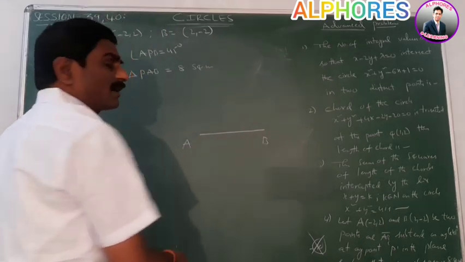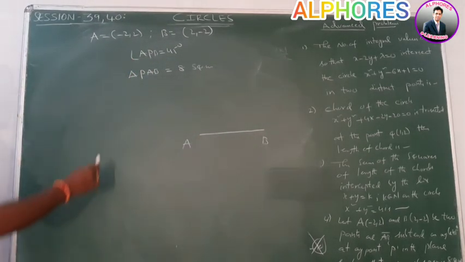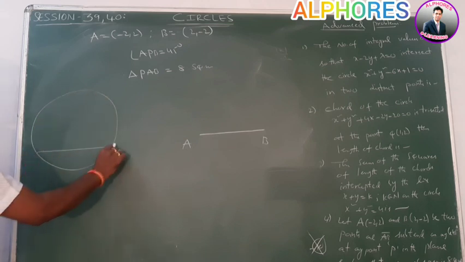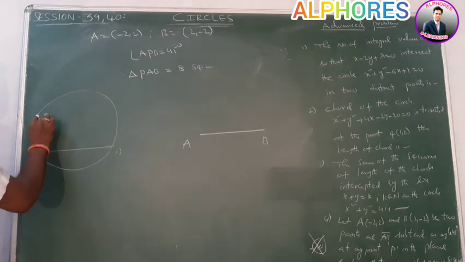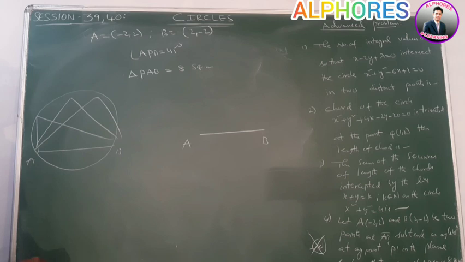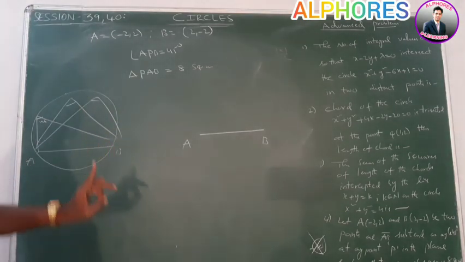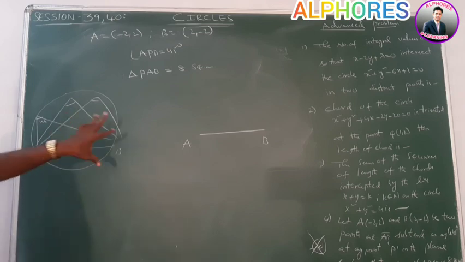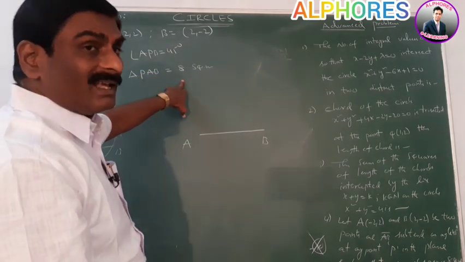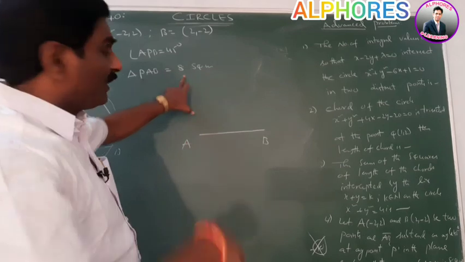Angle APB is equal to 45 degrees. Please observe this point. It is one of the circle. Suppose AB is one of the chord. The angles in the same segment of the circle are equal. Suppose it is 45 degrees, the angle in the same segment is always 45 degrees. That means the point P moves on the circle. At the same time, the angle in the major segment is acute, the angle in the minor segment is obtuse. That means 45 degrees must lie in the major segment of the circle. The point P must lie on the major segment of the circle. Here AB is the chord.